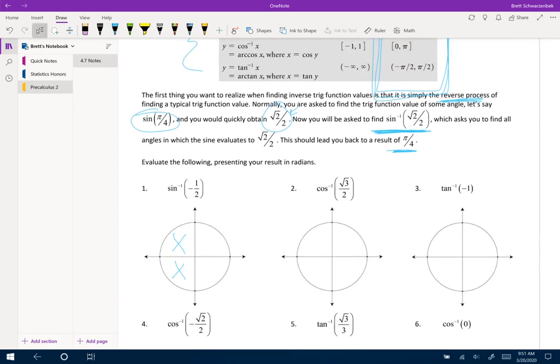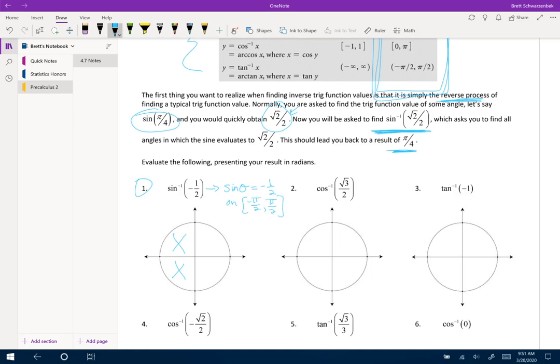So let's talk about what this function here actually means. If we're doing the sine inverse of -1/2, they want to know the angle theta where the sine of theta is going to be -1/2 on -π/2 to π/2.